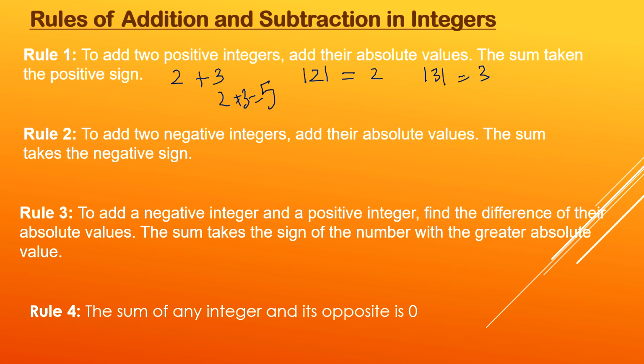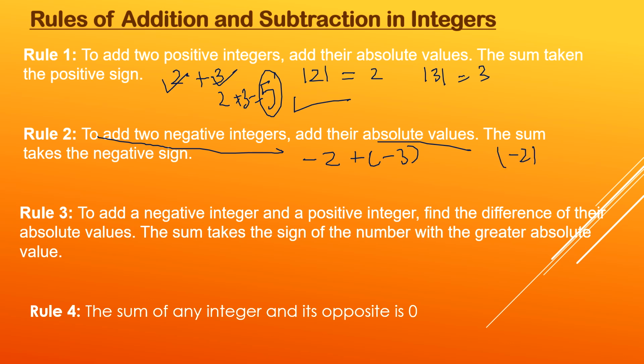Now, they are saying the sum takes the positive sign. 5 is the sum here. Since both the integers are positive, so it will be positive sum. Okay. Now here, two negative integers, add their absolute values, the sum takes the negative sign. Let us say you want to add -2 and you want to add -3. What is the absolute value? Of minus 2, it's 2. Absolute value of minus 3 is 3. You add the absolute values, you get 5. Both of them have got minus sign, so you will put the minus sign. This is what they mean when we say the sum takes the negative sign.